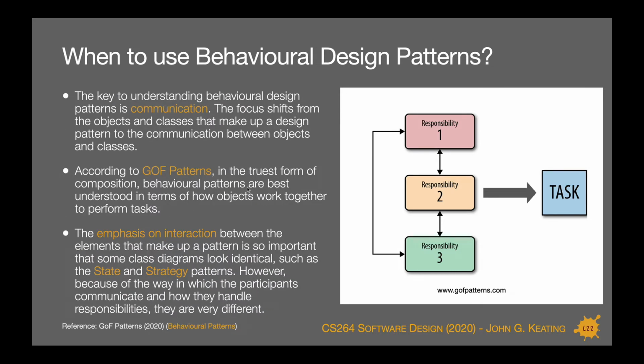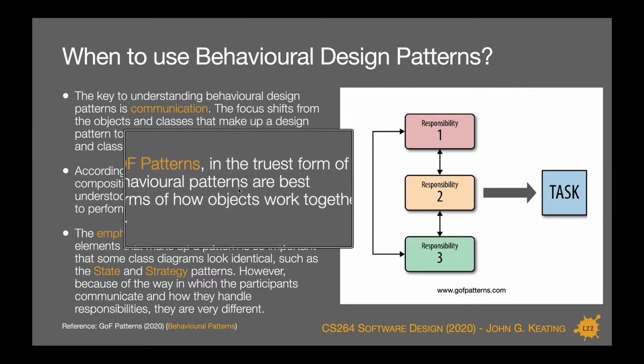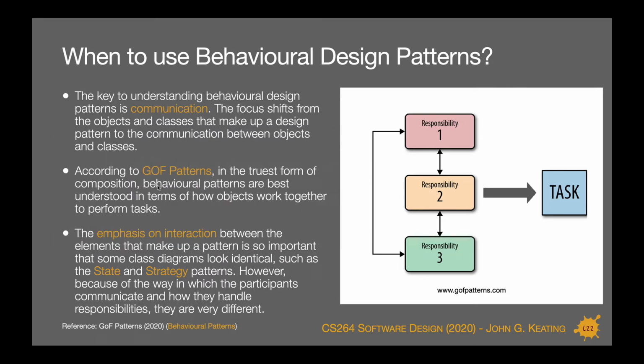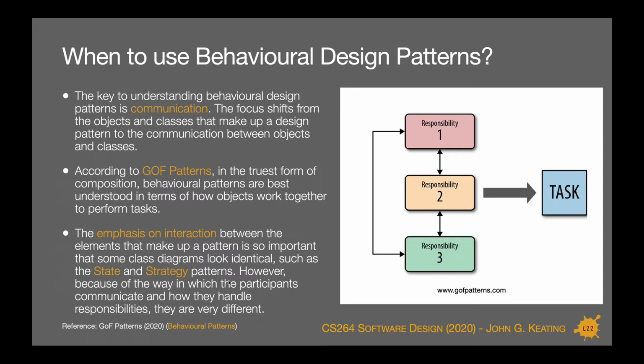In its truest form of composition, behavioral patterns are best understood in terms of how objects work together to perform tasks. It really is as clear as you can get in terms of what's happening with behavioral patterns. The emphasis is on interaction between the elements, and that makes up a pattern. So it's really important that some class diagrams look identical, just the state and strategy patterns. They look the same, but they behave differently. It's because of the way in which the participants communicate and how they handle responsibilities that makes them different.